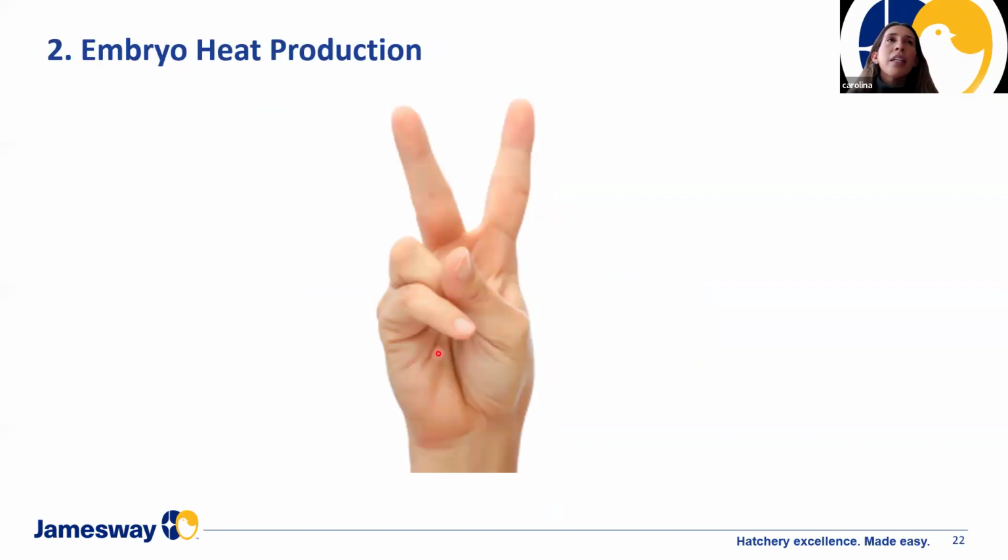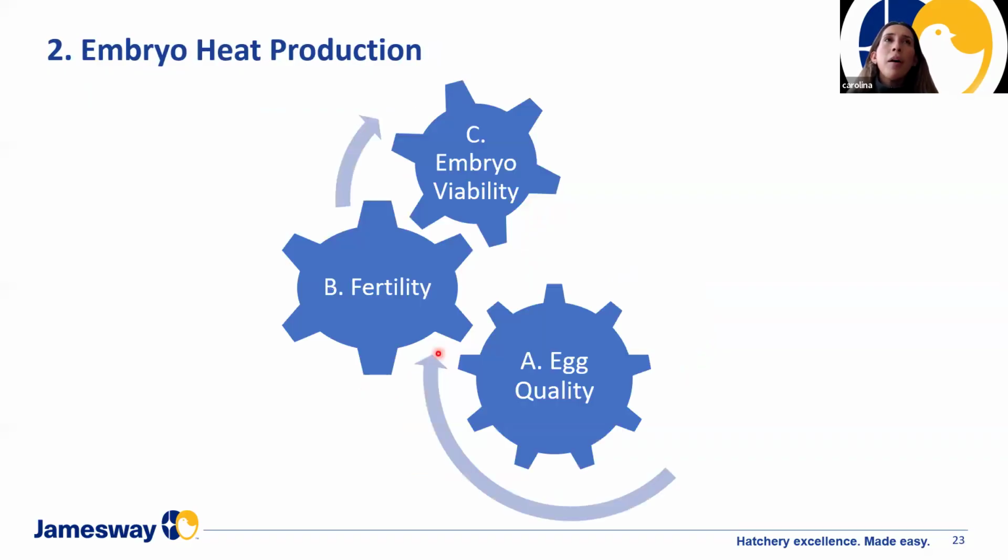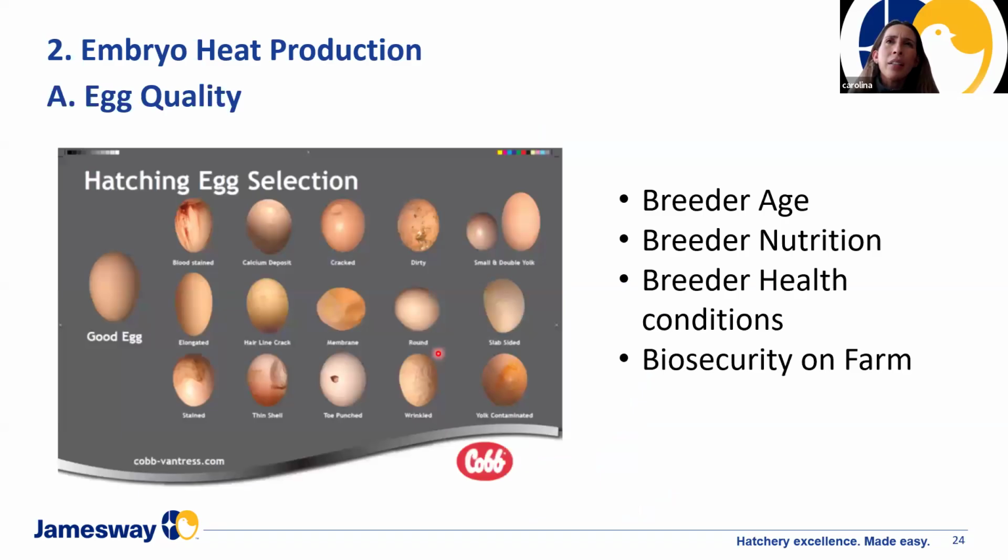The second one is embryo heat production. When talking about embryo heat production, there are 3 parameters that can impact this. The first one will be egg quality, the second one will be fertility, and the third one will be embryo viability. So why egg quality? Because egg quality will tell us how many eggs will be viable or not.